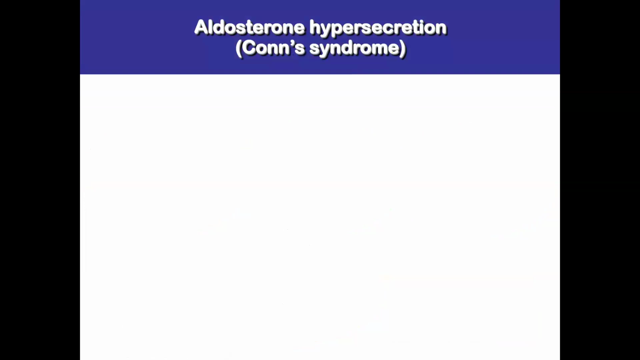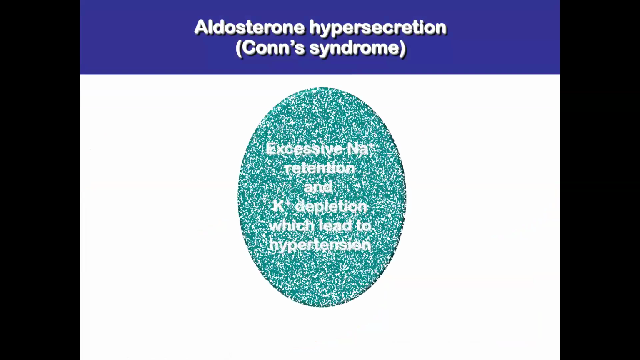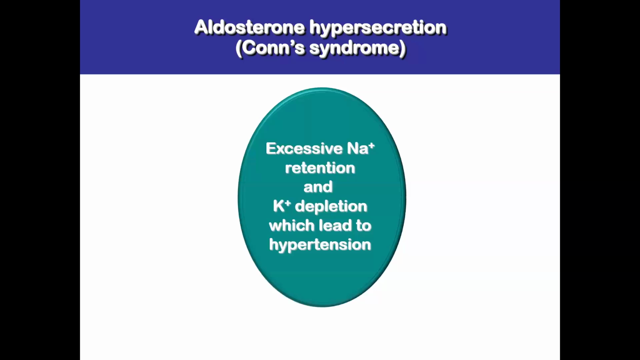Then what will be the condition? What will be the effects when there are high levels of aldosterone? You know that the function of aldosterone is to cause sodium reabsorption from the kidneys and potassium excretion. So if the levels of aldosterone are high, there will be more sodium reabsorption.